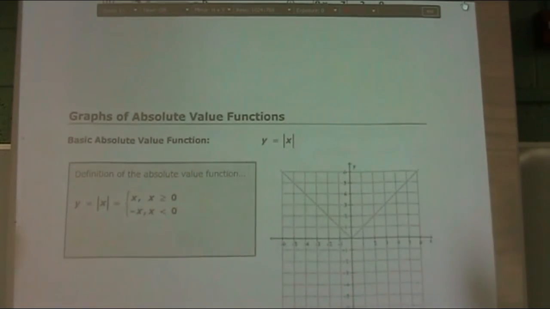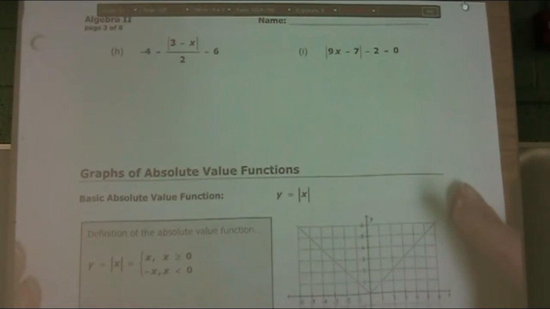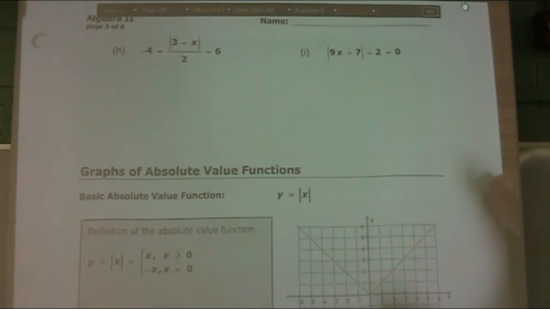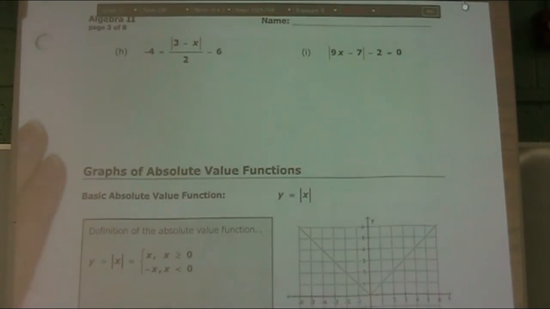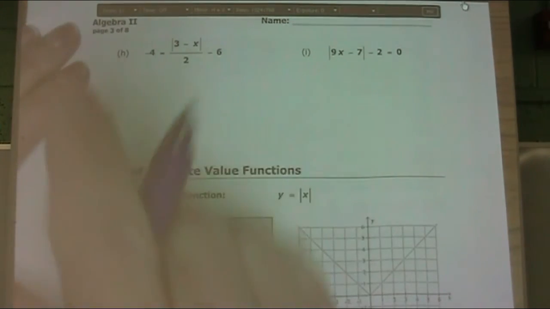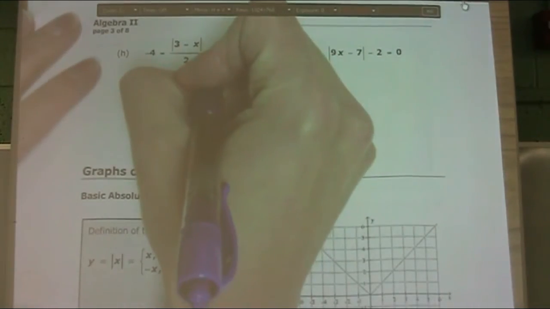All right, with h at the top of the page, keep in mind, before you can decide if you're going to have two solutions, one solution, or no solutions, you have to get the absolute value by itself. So here I have absolute value on the right-hand side, and I have a negative here. It doesn't mean no solution. What it means is I've got to get absolute value by itself first. So I need to undo the stuff on this side. The way I'm going to do that is like this. Add 6 to both sides.